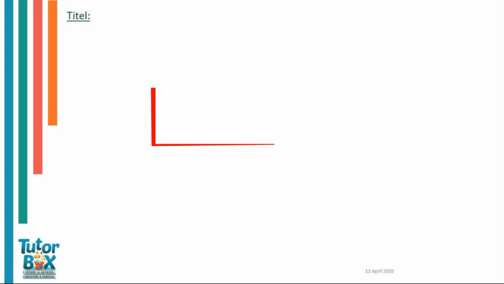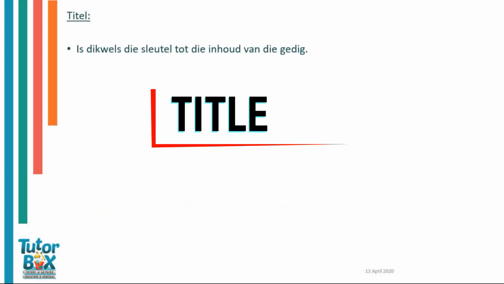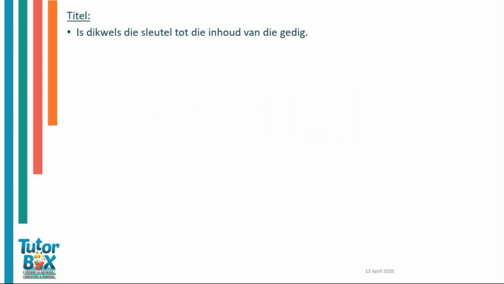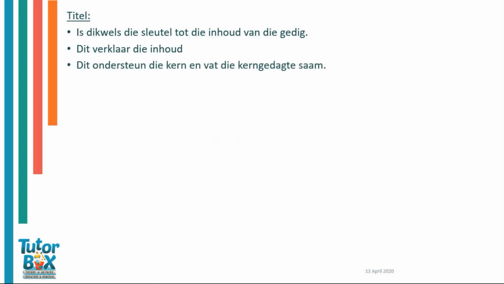Okay, now we get to the title, die titel. Is dikwels die sleutel tot die inhoud van die gedig. Okay, so the heading, the title, is most likely the key to the information in the poem. Dit verklaar die inhoud, okay, so it tells you what's happening in the poem. En dit ondersteun die kern en vat die kerngedagtes saam, okay. So they are just getting the main ideas and then putting them all together in the heading.